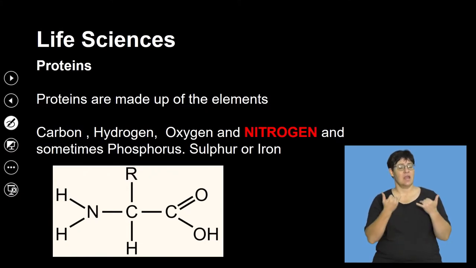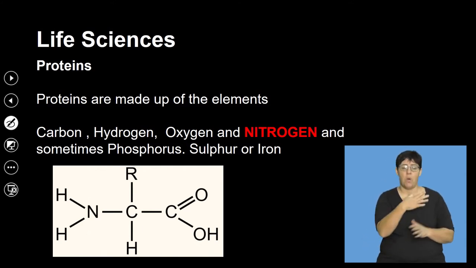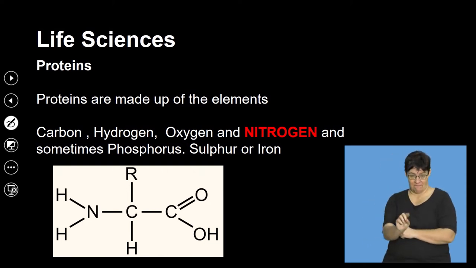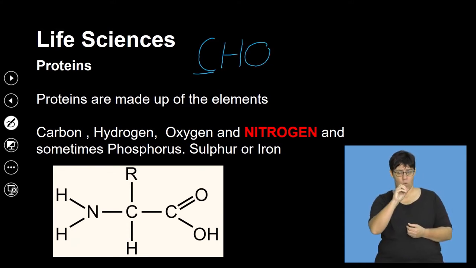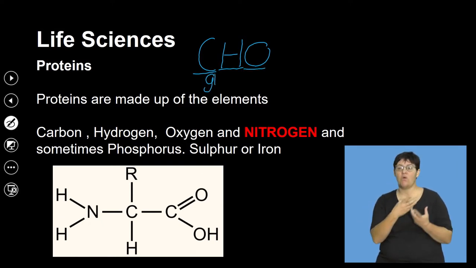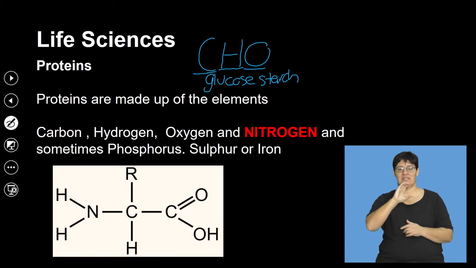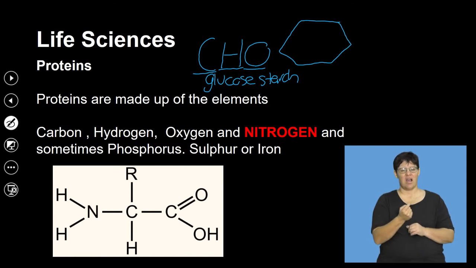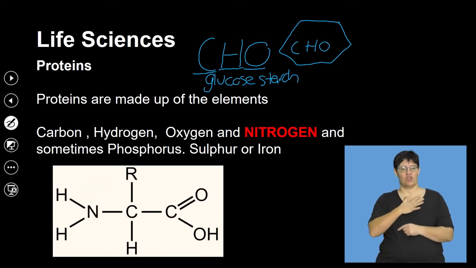Now we're going to start with proteins. When we look at proteins, it's very important that you are able to recognize the structure. Have a look at something. When we did carbohydrates, they were also made up of carbon, hydrogen, and oxygen. I don't know if you can remember when we did glucose and starch. All of those were carbohydrates. When we looked at the picture, it looked almost like a hexagon, and we saw all carbon, hydrogen, and oxygen in that.